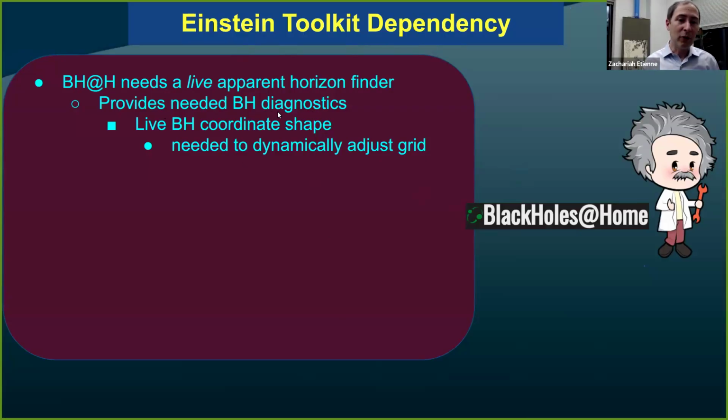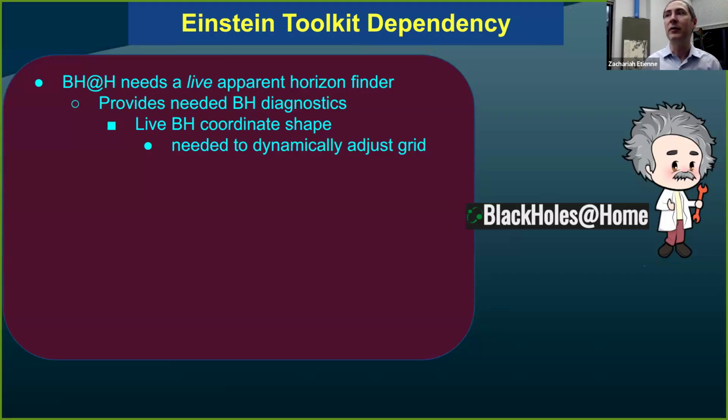It provides some very important black hole diagnostics, like I said, including the coordinate shape of the horizon, which is super important if you need to dynamically adjust your grid around the black hole. Turns out in the moving puncture gauge, a spinning black hole will squish along the direction of the spin axis. And for really highly spinning black holes, that squish can be very, very pronounced and result in a very highly ellipsoidal black hole.